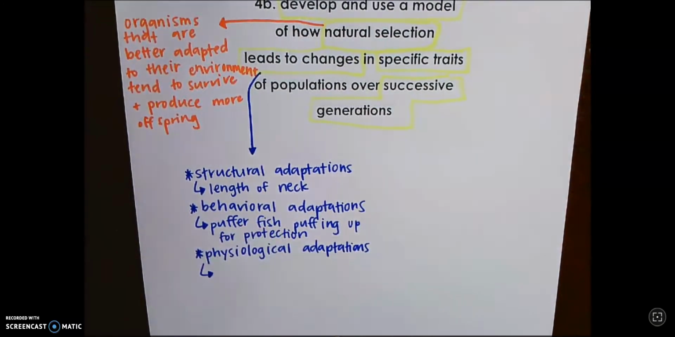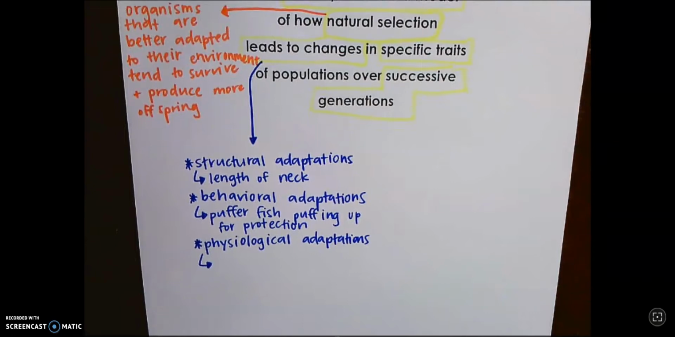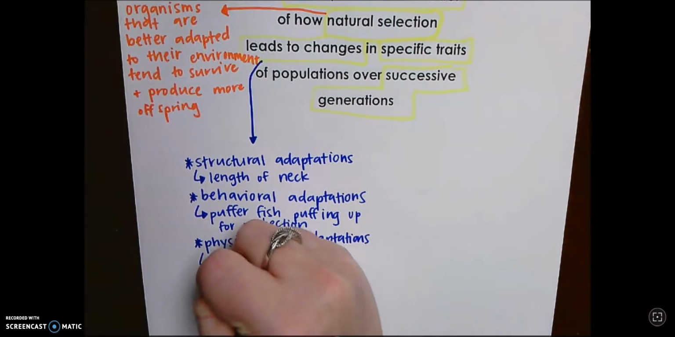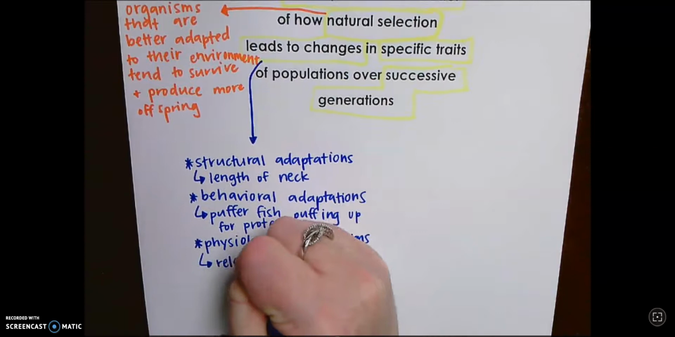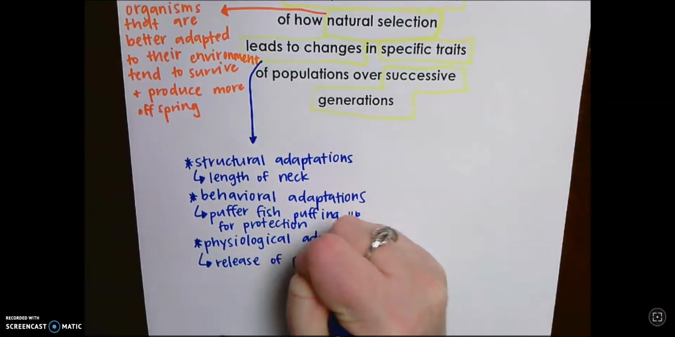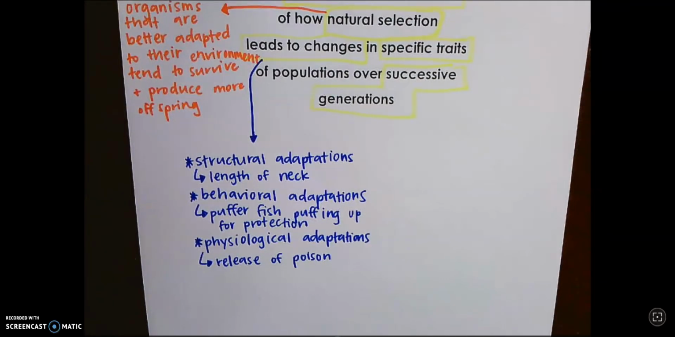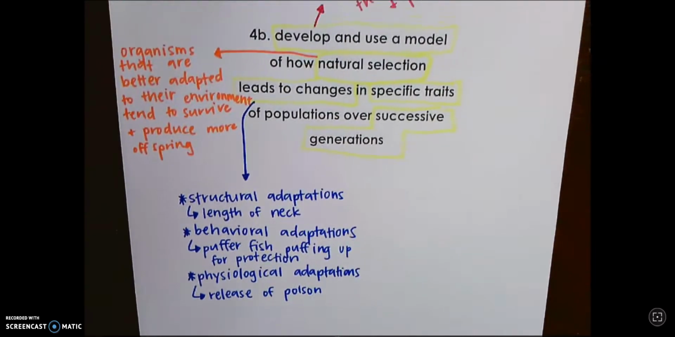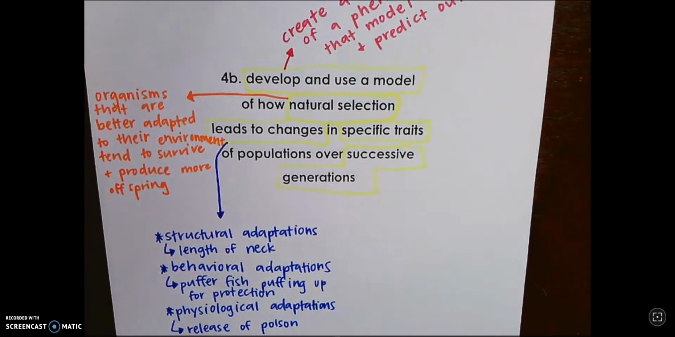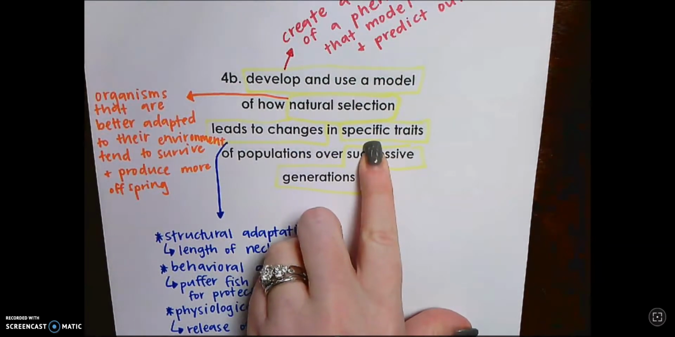And an example of those physiological adaptations would be the release of poison, also for protection. Again, if you need to pause the video, go ahead and do so. If not, we're going to jump back up to our next phrase. So specific traits up here is going to be our next one.